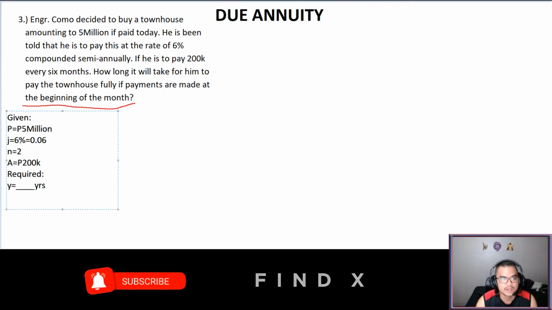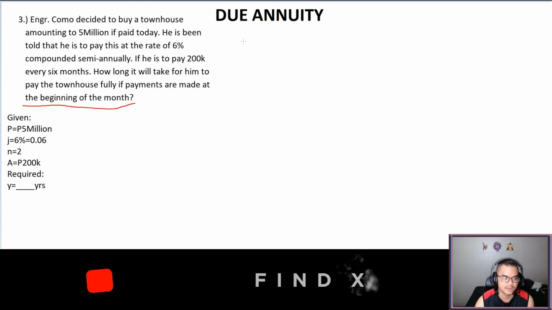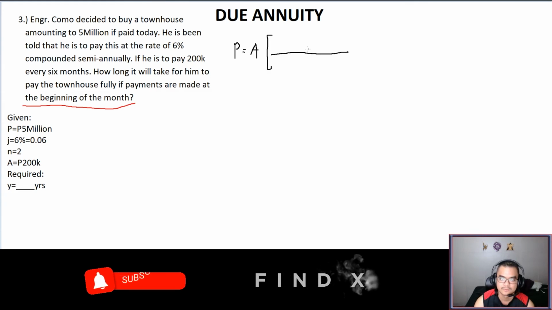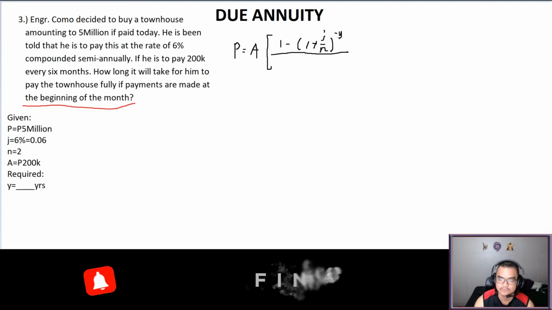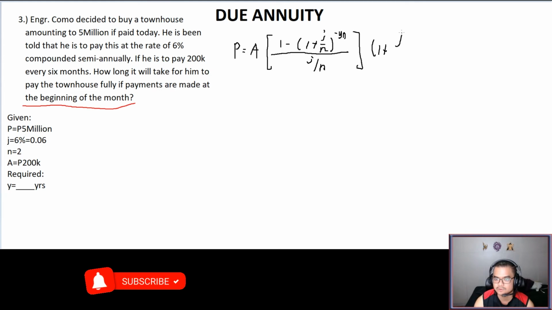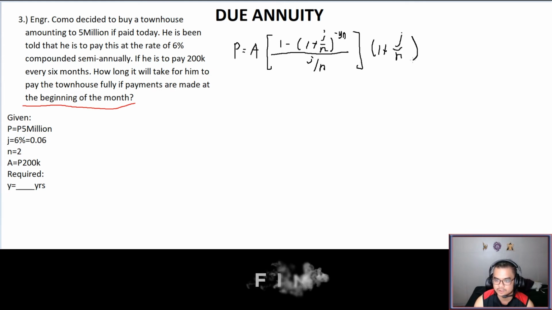Okay, so we can now write the formulas first. We can use the formula for present worth. So P is equal to A times 1 minus (1 plus j over n) raised to negative yn, all over j over n, and then the additional factor of 1 plus j over n. Don't forget about that one.